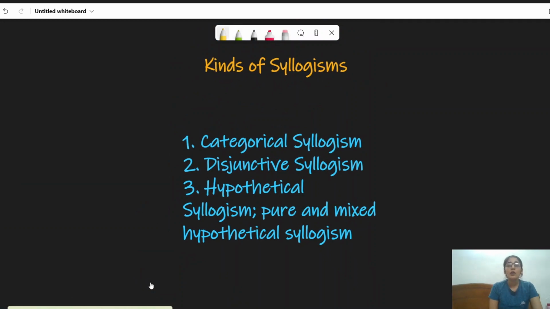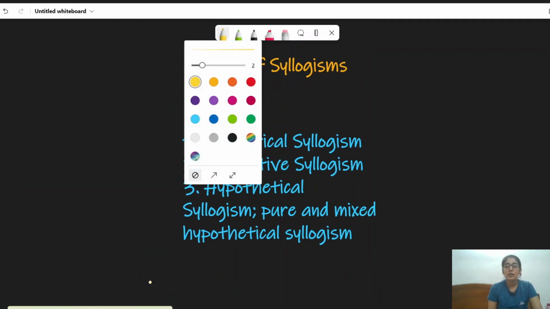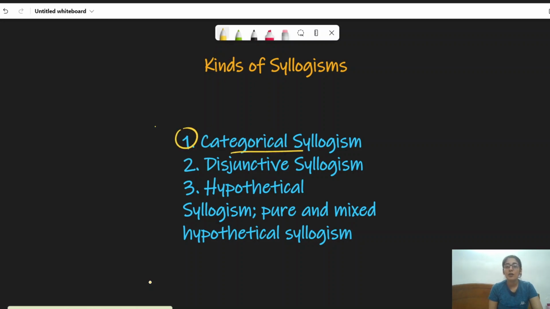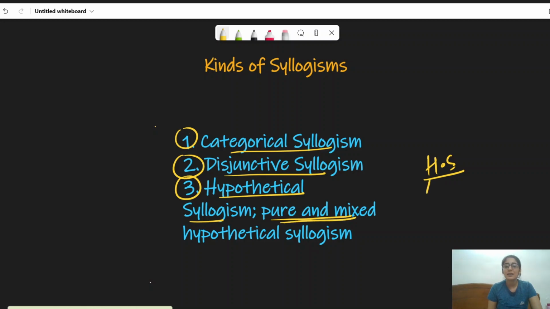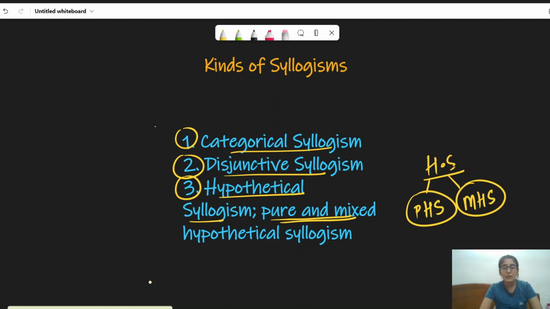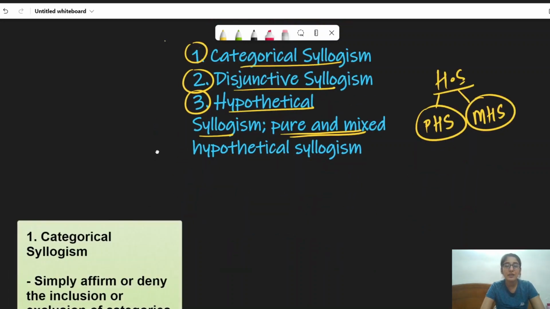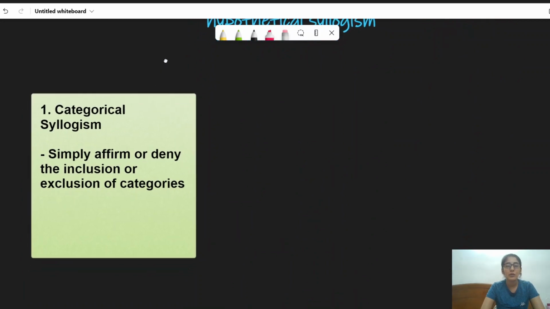So you see, in logic, there are three major kinds of syllogisms. The first is a categorical syllogism. The second is a disjunctive syllogism. The third is a hypothetical syllogism. Now, this hypothetical syllogism is interesting for a reason: it is further of two kinds. That is, it is pure hypothetical syllogism and it is mixed hypothetical syllogism. Why are these of two kinds? What exactly is all of them? Let's start with the first, that is the categorical syllogism.